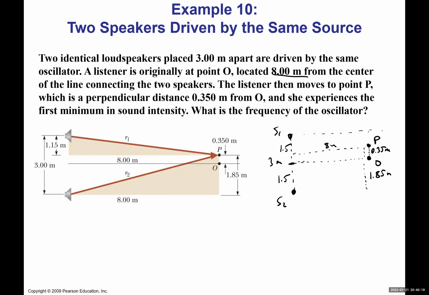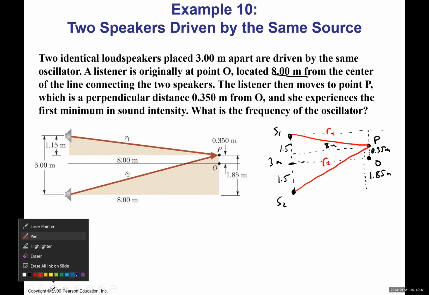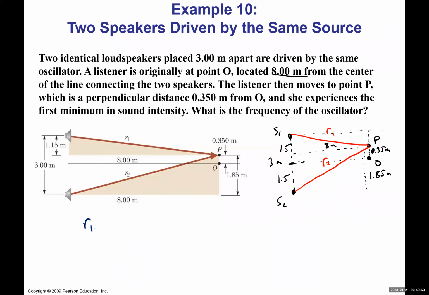And obviously, then this one will be 1.5 minus 0.35. So using all that information, I can see that source 1 has to travel this distance, which is R1, and source 2 has to travel that distance, which is R2. Okay, so we just constructed triangles where we can find that information by calculating R1.